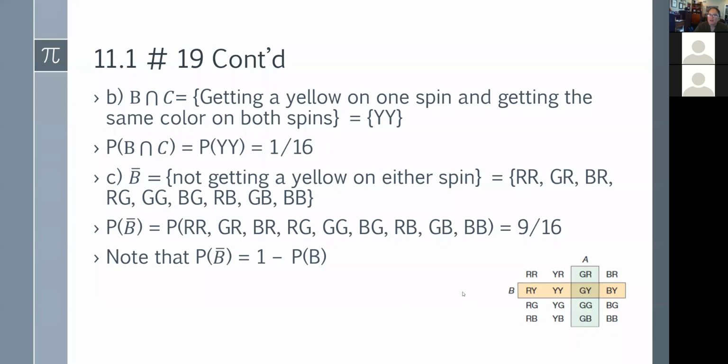Okay, so let me see if I can count the 7 different outcomes where we have yellow on at least one. So here's 1, 2, 3, 4, 5, 6, 7. So the probability of B complement is equal to 1 minus the probability of B.